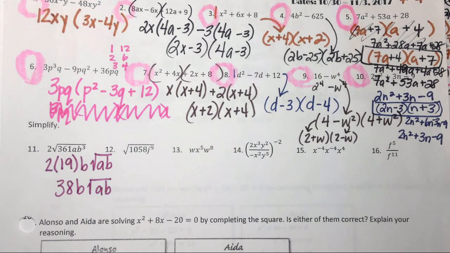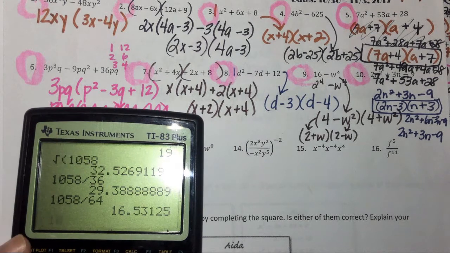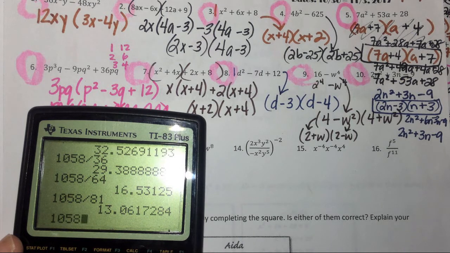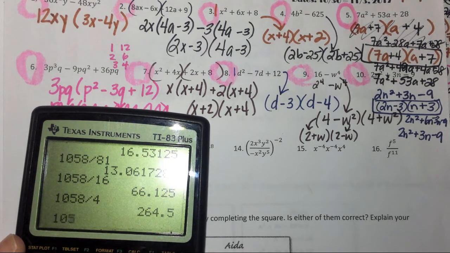Okay, number 12 is the square root of 1058 j to the 9th. Well, 1058 is not a perfect square. Sure would be nice if we could come up with a perfect square number that divides nicely into that. So let's see, I'm trying out 64. I tried out 36, I tried out 64. Maybe something weird like 81. Nope. 16, no. Well, I know it's divisible by 4, we assume. Oh, no, maybe just by 2.